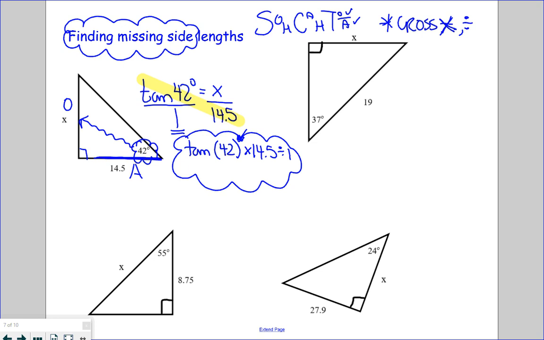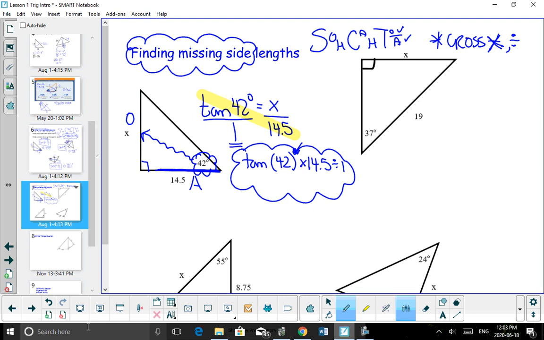Okay? Last, will dividing by 1 change the answer? No, dividing by 1 has no effect. But getting you in the habit of doing cross multiply divide, sometimes it just helps just to plug it in. So again, this is your setup. This is what I need to see. I do not need to see this.